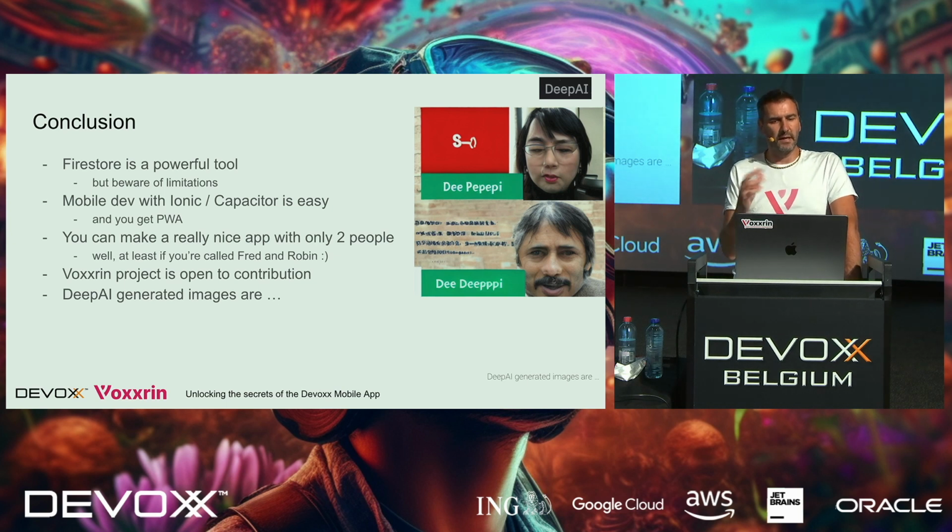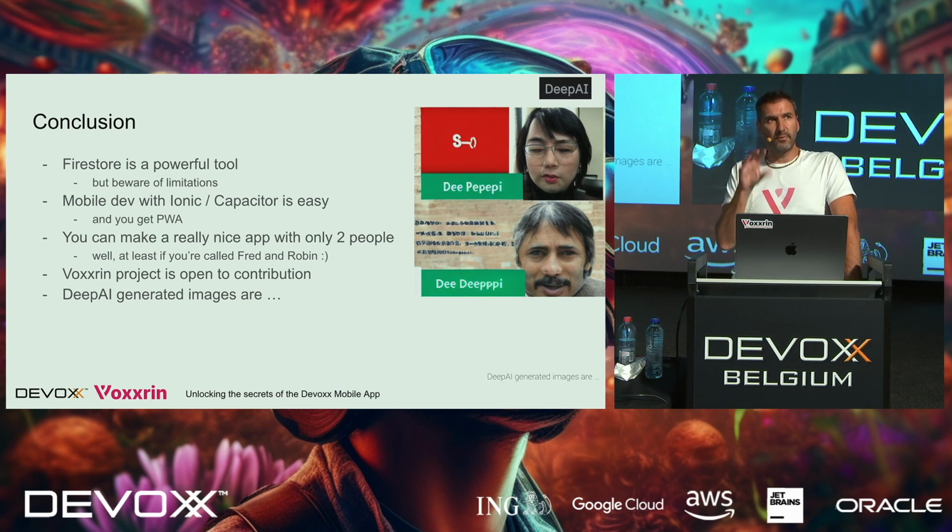Mobile development with Ionic and Capacitor is very easy. You get the tools to have your updates instantly, and this is very convenient, and you get your app running on Android and iOS very easily. So this makes a really nice app with only 2 people.